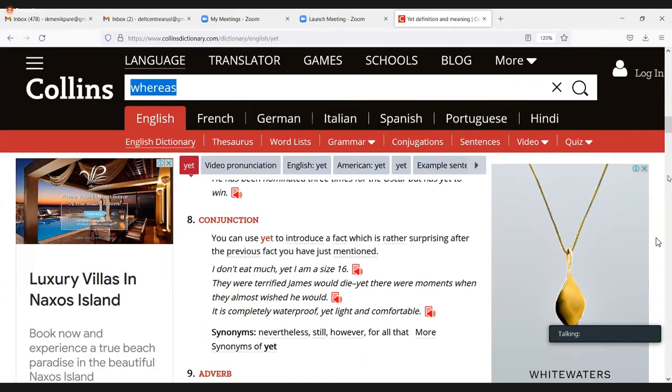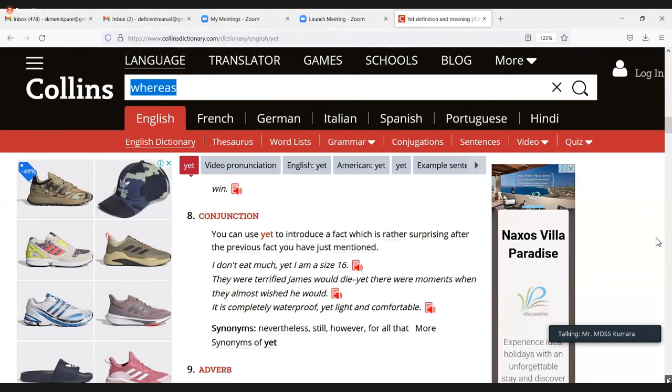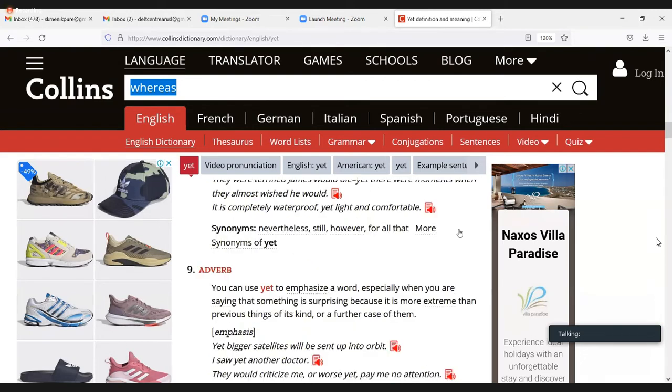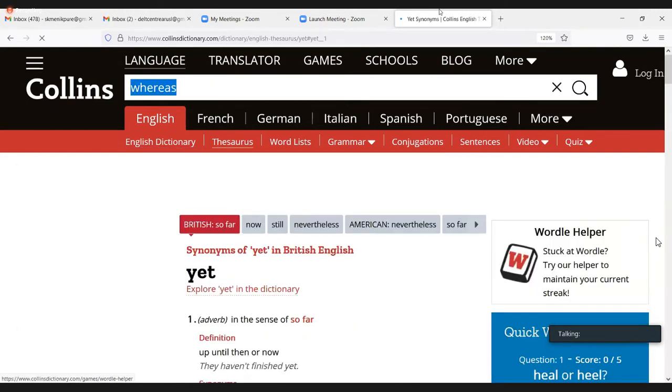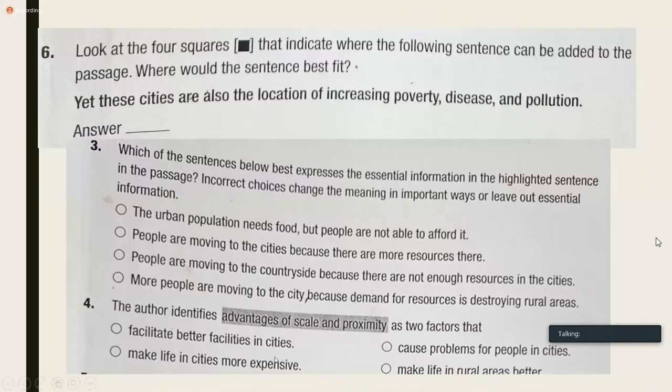So this is the use. You can use yet to introduce a fact which is rather surprising after the previous fact you have just mentioned. I don't eat much, yet I am a size of 16. That's not the kind of result you expect. Synonyms of that are nevertheless, however, and still is also given.